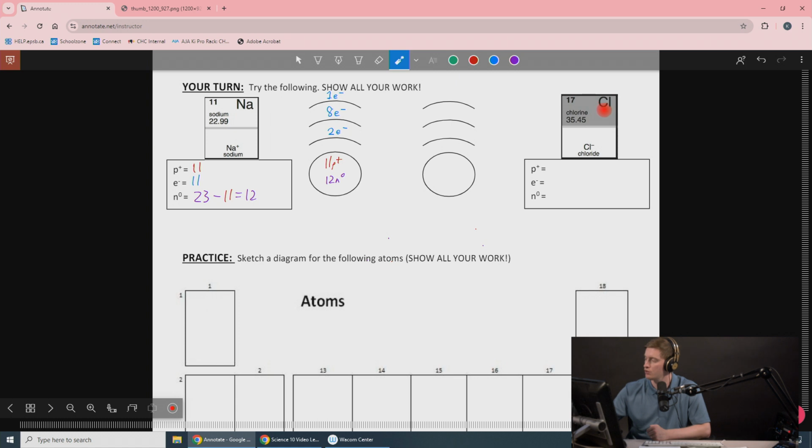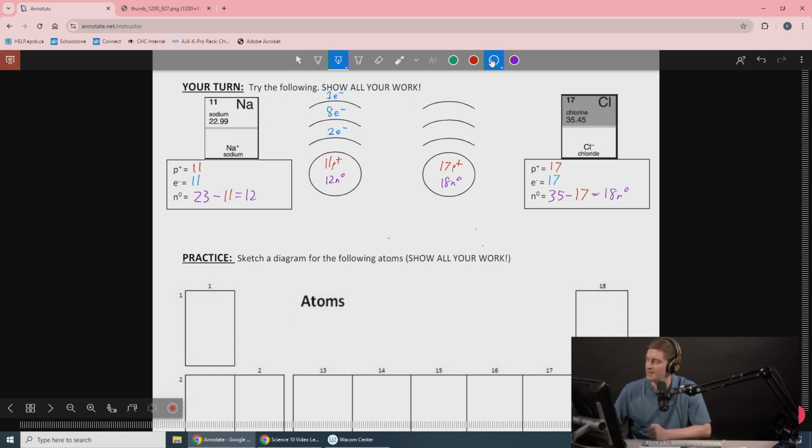We go over to chlorine. Chlorine's atomic number is 17. It's got 17 protons, 17 electrons, and then the atomic mass of 35.45 will round to 35. We'll subtract 17 protons, and so we'll get 18 neutrons. The neutrons and the protons go in the nucleus, which is this circle on the bottom. And then we'll put electrons into their energy levels.